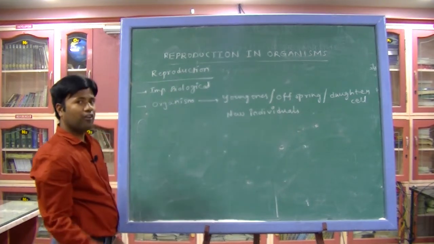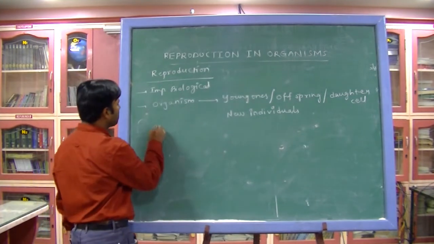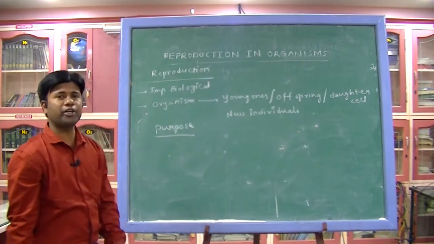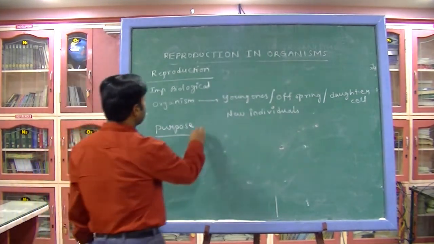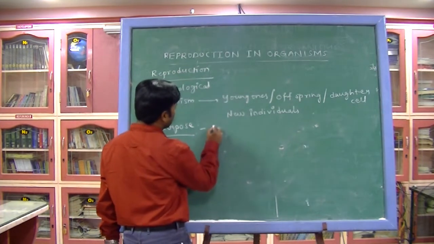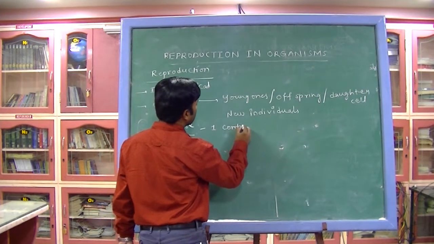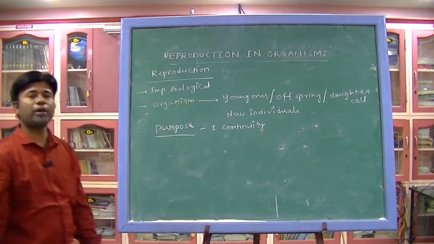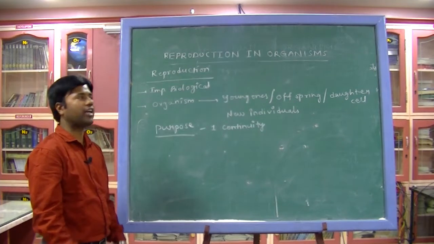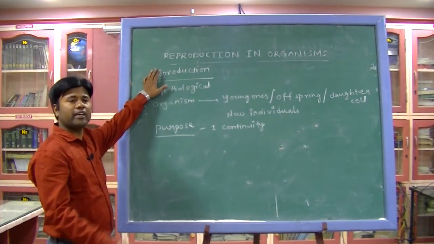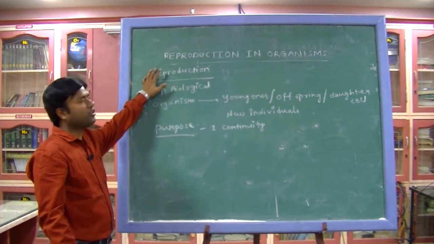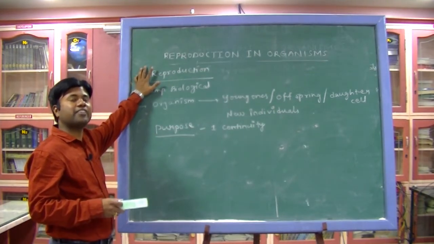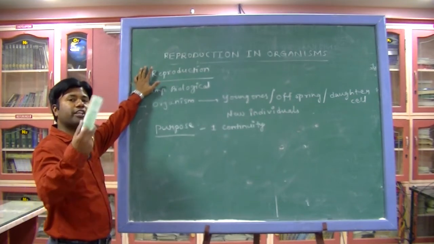Then, what is the purpose of reproduction? The first and foremost purpose is continuity of life, perpetuation of life, continuation of life. If there is no reproduction, there is no species on this planet. Due to reproduction only, all living organisms extend their generations from generation to generation.